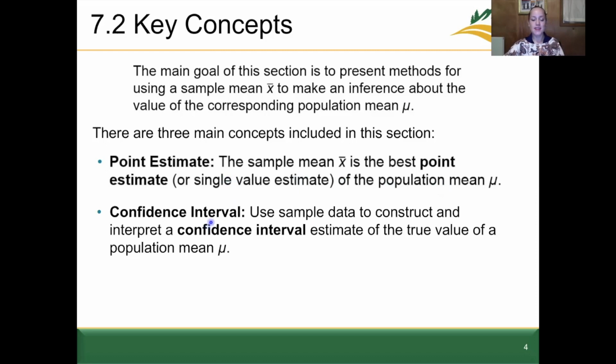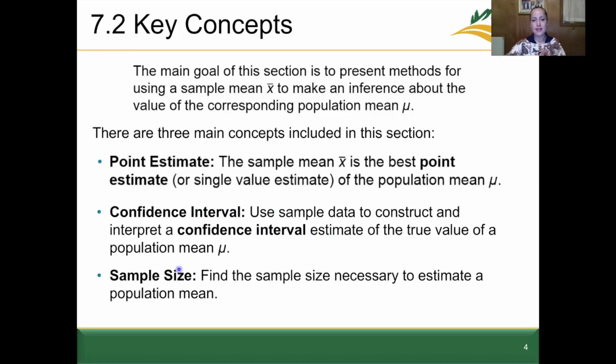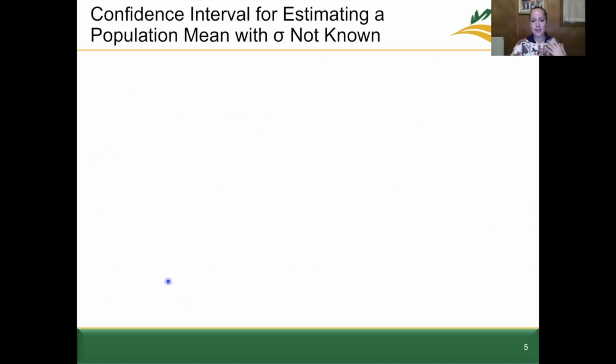We're going to see this idea of a confidence interval again in 7.2. We're going to use sample data to construct and interpret a confidence interval estimate of the true value of the population mean, or mu. Some of these methods are going to look similar to 7.1, but that's why it's really important to keep all this notation very clear. As we did in 7.1, we're also going to be able to calculate a sample size in 7.2. So we're going to be able to find the sample size necessary to estimate a population mean. So let's get into this.